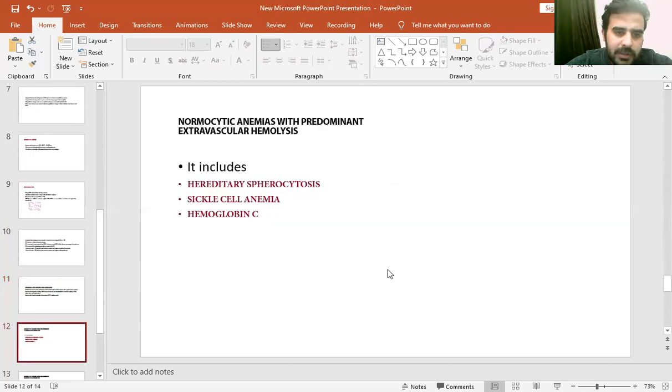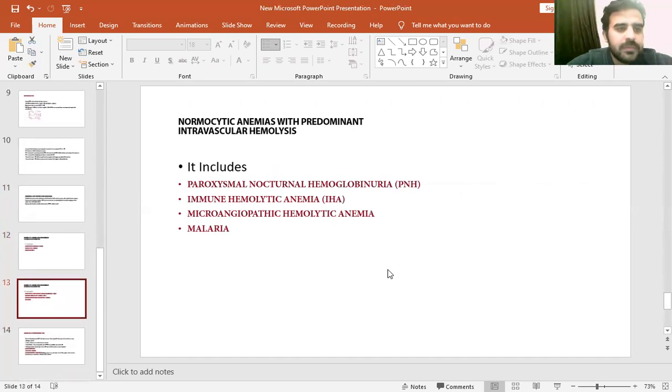Now, different causes are there. The normocytic anemias with predominant extravascular hemolysis include hereditary spherocytosis, sickle cell anemia, and hemoglobin C. Anemia and microangiopathic hemolytic anemia and malaria, they are the causes.